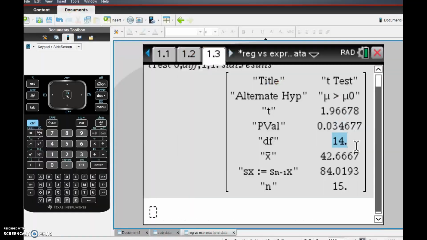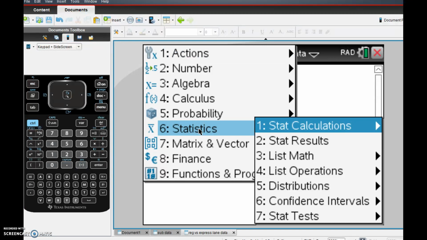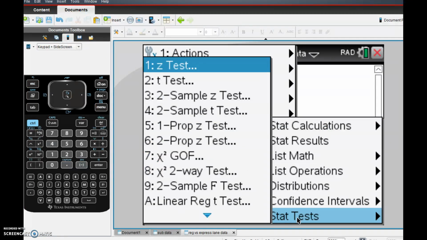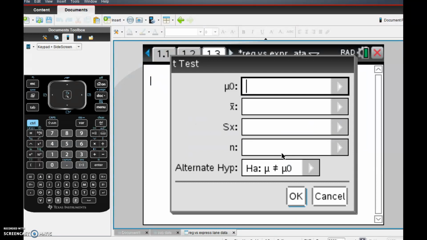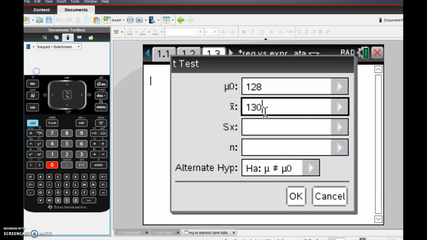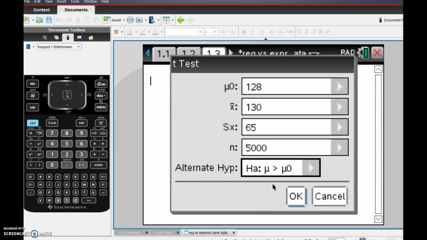So let's just use our calculator to get that p-value real quick here. Menu, statistics, stat tests. So this is a one sample t-test. I got the statistics, not the raw data, so put in the stats. I'm hypothesizing it's 128. My sample mean was 130. Standard deviation was 65. Surveyed 5,000 people. I want to know if there's an improvement in my scores.